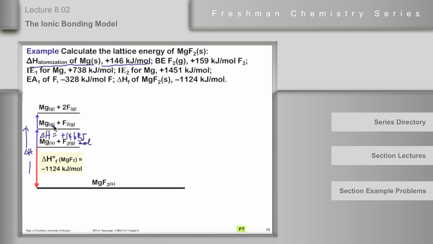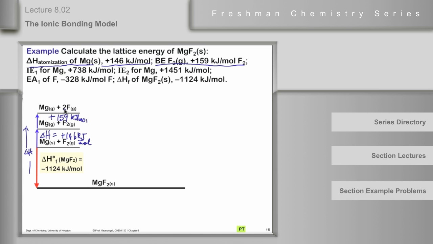The next step is to get from F2 to 2 F atoms. In other words, take the F2 molecule, break the bond in it, and make 2 F atoms. And that requires the bond energy of F2, which is plus 159. So I'm going to write down here plus 159 kilojoules per mole for that step. Okay? Now I've got the atoms.